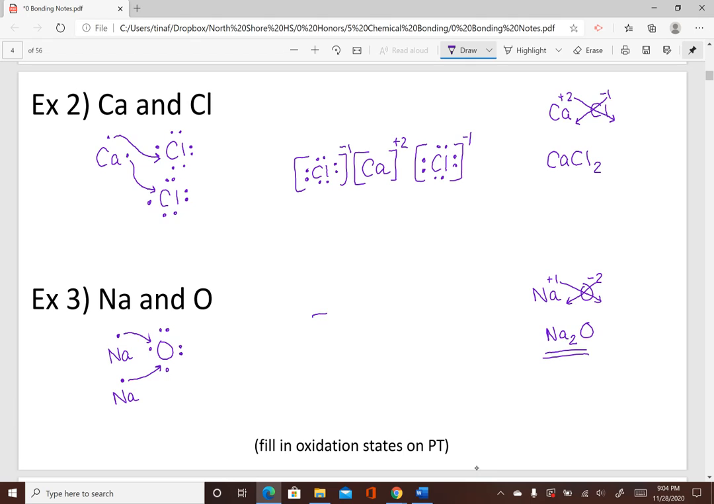So what would my dot diagram look like? Oxygen now has 8 valence electrons. It gained 2, so it has a -2 charge. Each sodium lost its valence electron, so they're left with no dots and a +1.